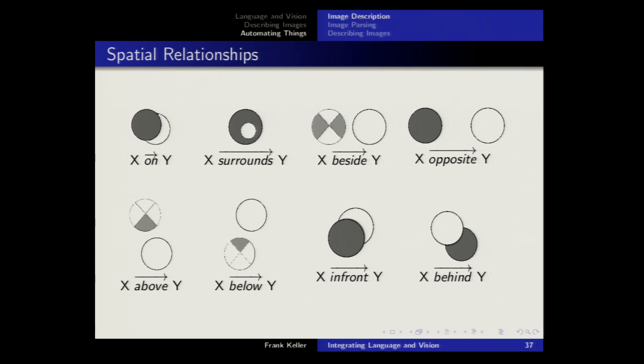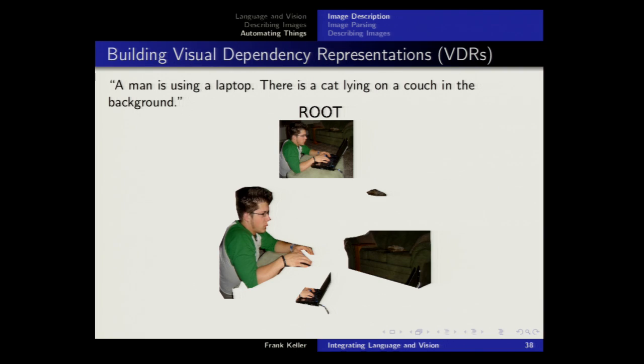These are the relations that our grammar defines. An object can be on another object, x on y, can surround another object, can be beside it, opposite it, and so on. So there's a small inventory of relations that can express how objects relate to each other. And then we can annotate our images using those relations. For example, we have a description like this. A man is using a laptop. There's a cat lying on the couch in the background.